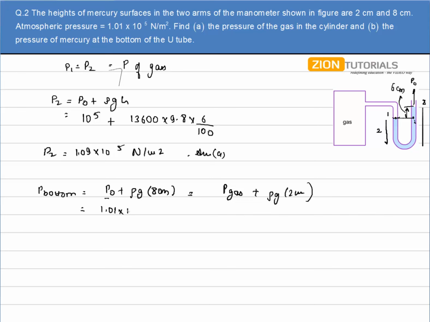The P naught is 1.01 into 10 to the power 5 plus 13600 into 9.8 into 8 by 100. So the pressure at bottom comes out to be 1.12 into 10 to the power 5 Newton per meter square. That is the answer for the B part.